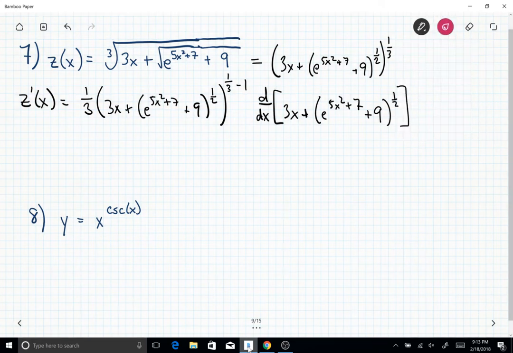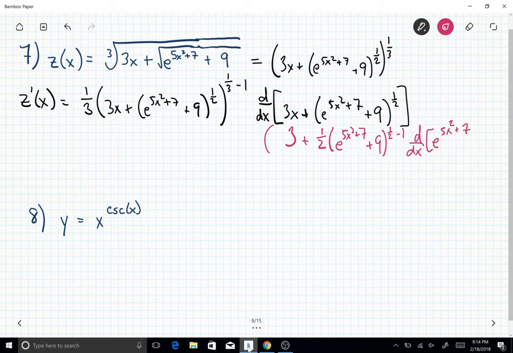So notice, breaking this down a little bit, derivative of this first part is 3 plus the second part. We're going to need to use that chain rule again, and we'll pull the 1/2 out in front. So 1/2, and then it goes e to the 5x squared plus 7 plus 9 raised to the 1/2 minus 1 in power. But then all that, and remember it's all in parentheses, is times just the last piece, not the whole thing, the derivative of e to the 5x squared plus 7 plus 9. So notice the derivative of the plus 9 part is just going to be 0.